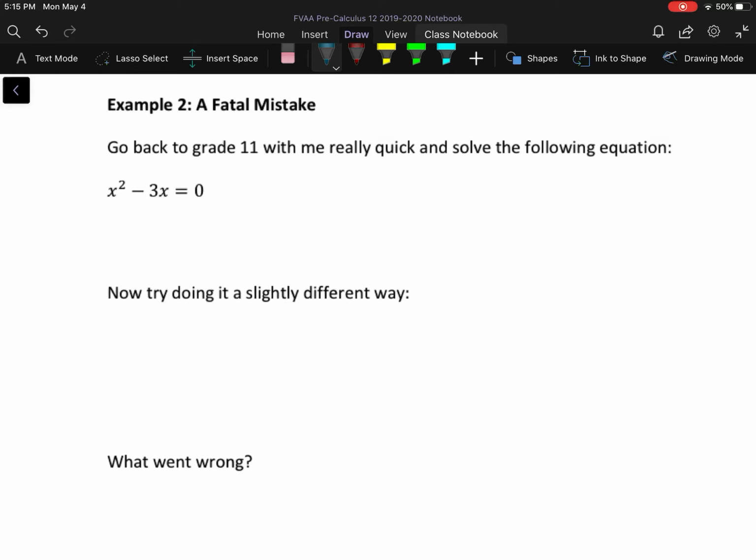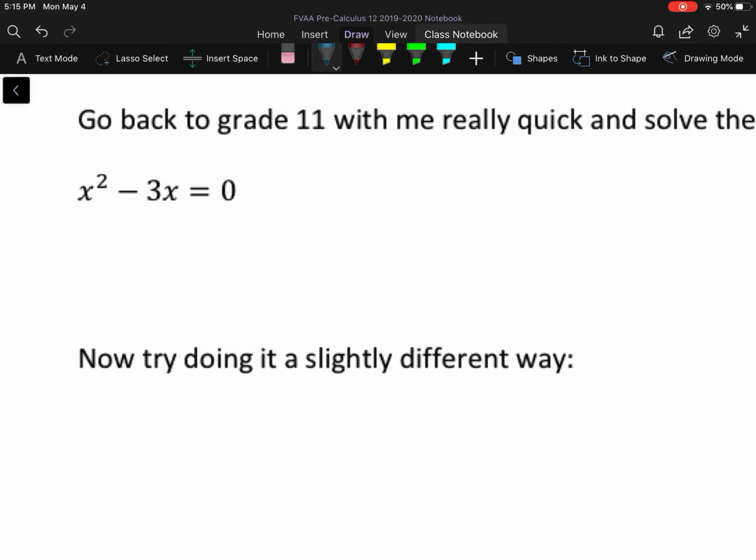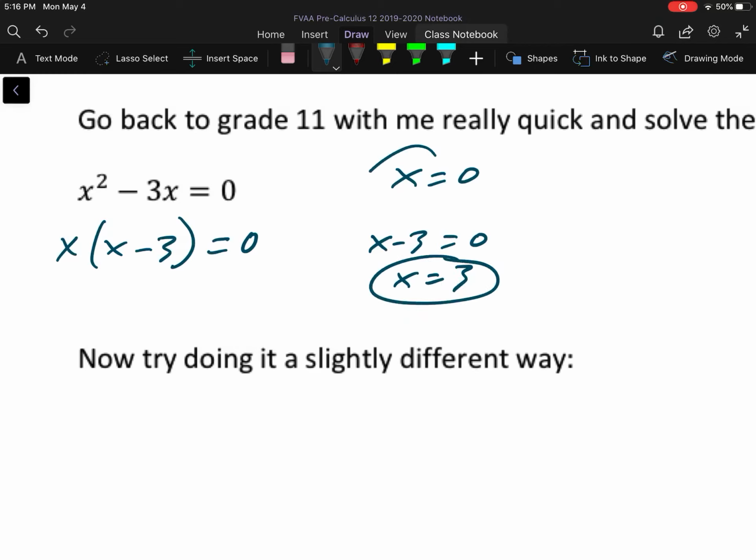So in this situation, the correct way to solve this would be to factor out the greatest common factor, which would be x, right? And so I would get x times (x minus 3) is equal to 0. And then this would give me two solutions, right? It would give me x is equal to 0 and x minus 3 is equal to 0, which we would say x is equal to 3, right? So we'd have two solutions.